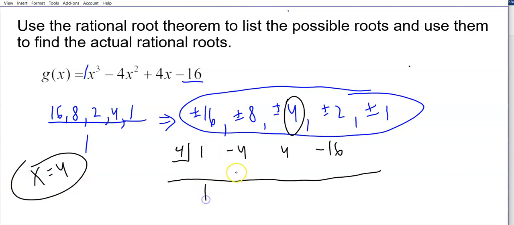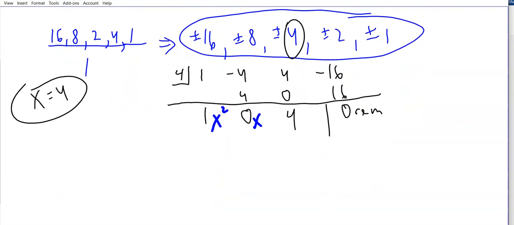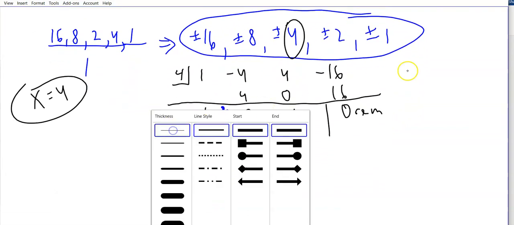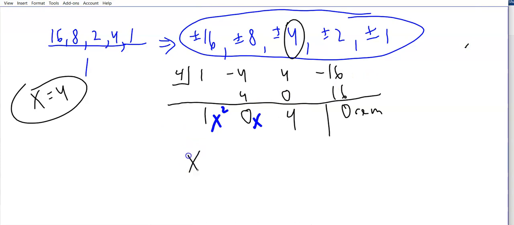So bring down the 1. 4 times 1 is 4. -4 and 4 is 0. That's nice. 4 times 0 is 0, 4 and 0 is 4. 4 times 4 is positive 16. My remainder is 0, no surprise. That's the constant, that's the x term, that's the x squared term. So we get as our other factor x squared plus 0x, which I don't really have to write, plus 4 equals 0.